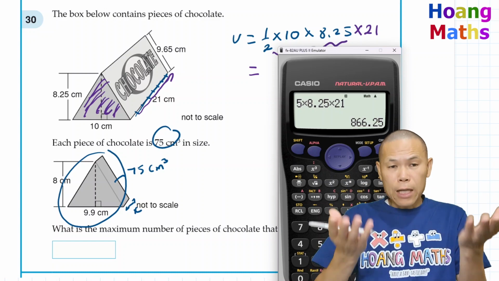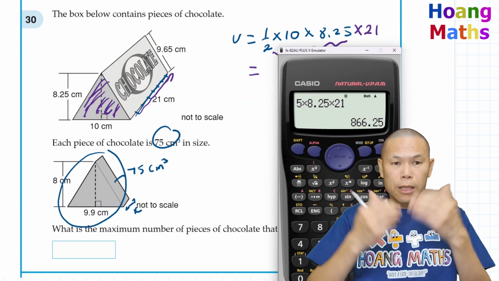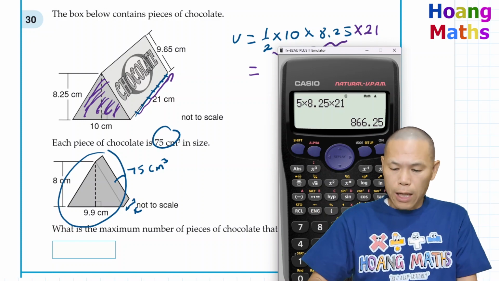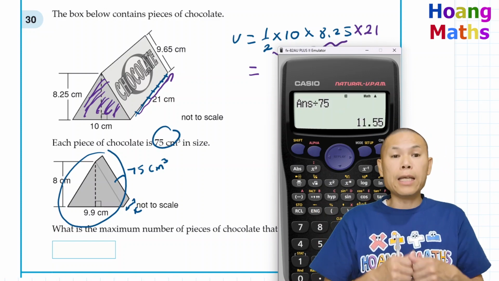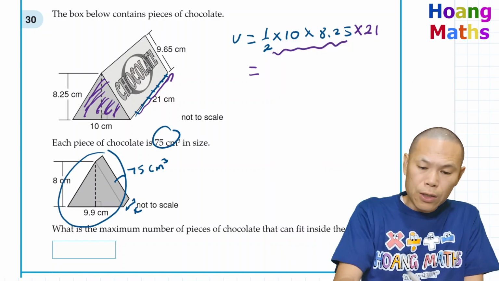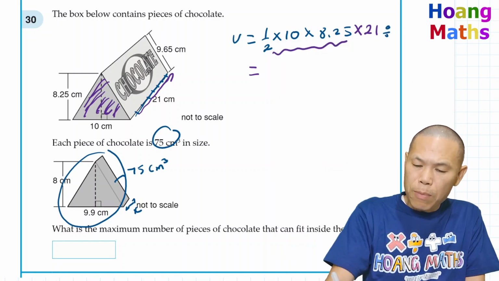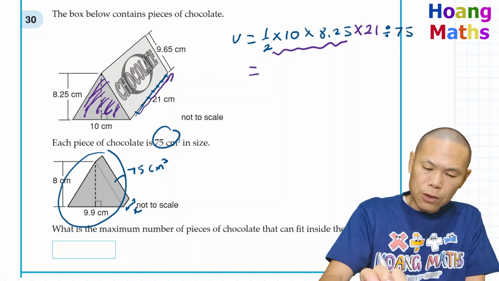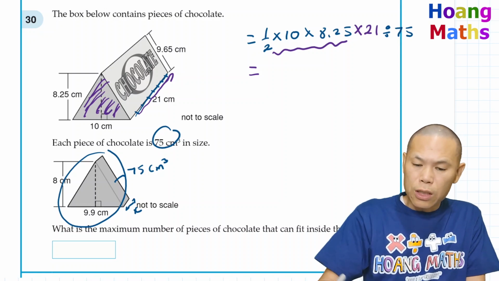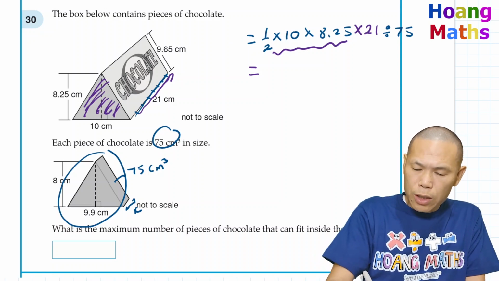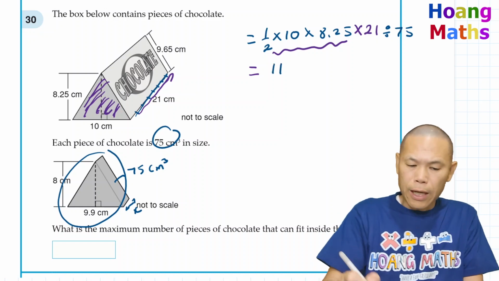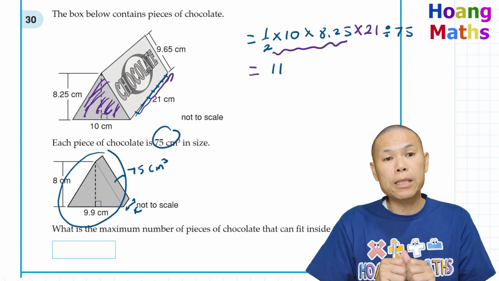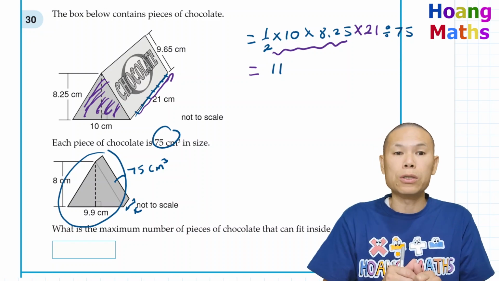And then we can just divide it by 75. Let's do it all together. Divided by 75, that is 11.55. Let me just write this down first. Divided by 75. This is no longer a volume, so just leave it as it is. So that will give me 11.55, therefore 11. So that is 11 pieces of chocolate that can fit in the box.